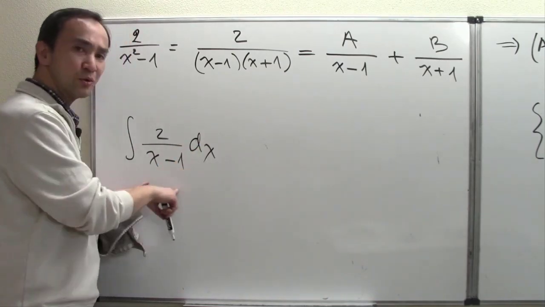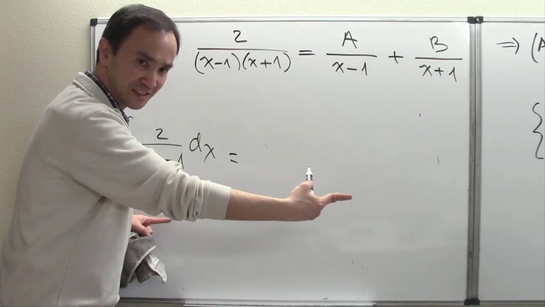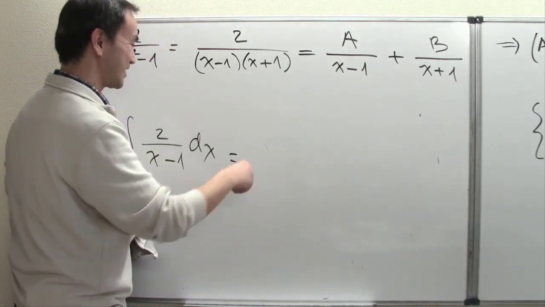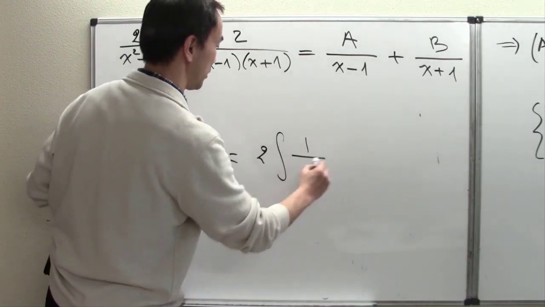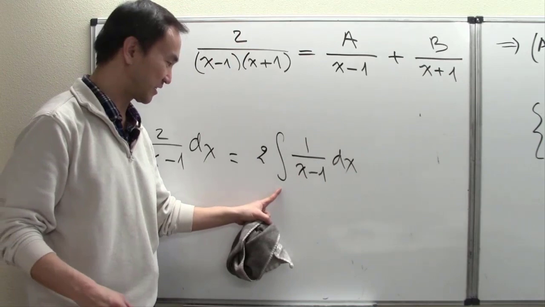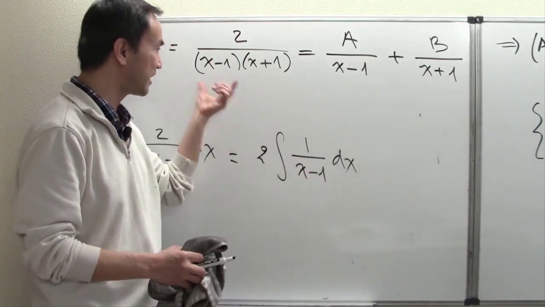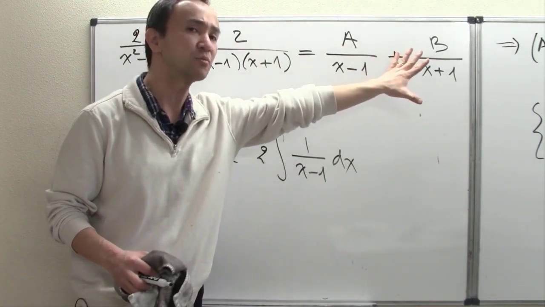Then this problem is too simple, to the point that we don't even need any technique. You see what I'm saying there? With a problem like this, we just pull out a 2, and it goes 1 over x minus 1 dx. I hope I understand your question correctly. If there was only one distinct linear factor in the denominator, the problem was already easy. There's no need to go through this process.